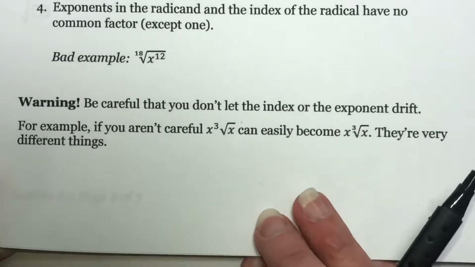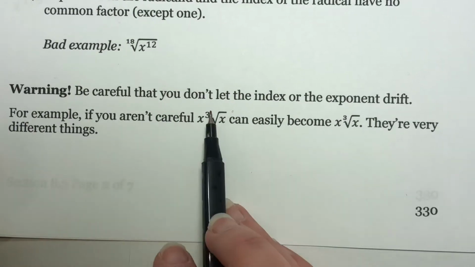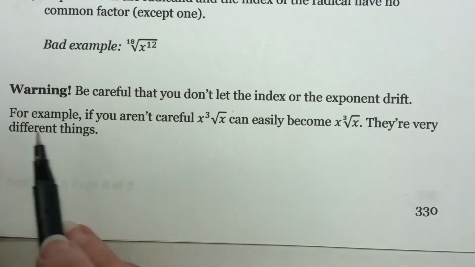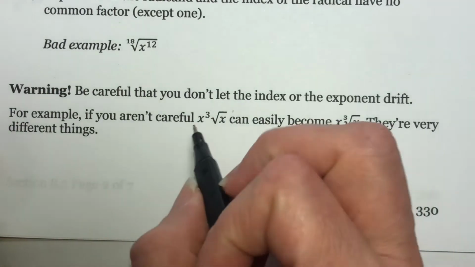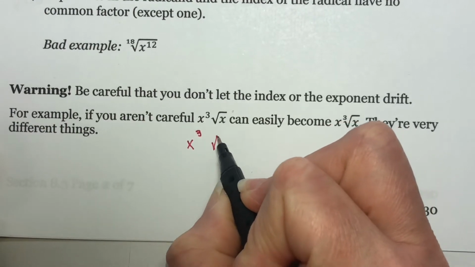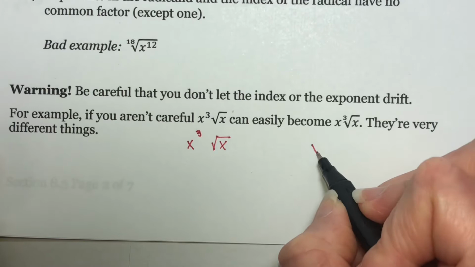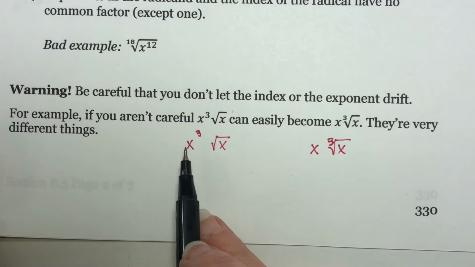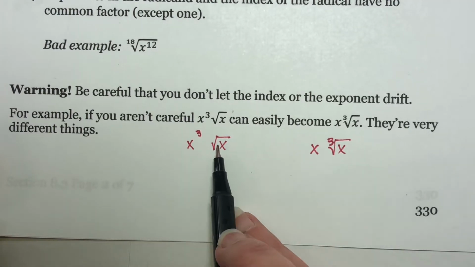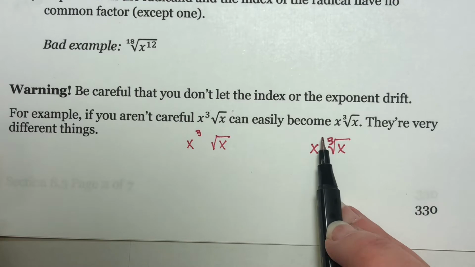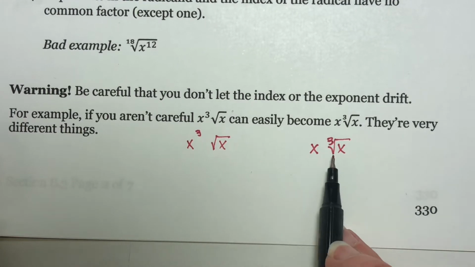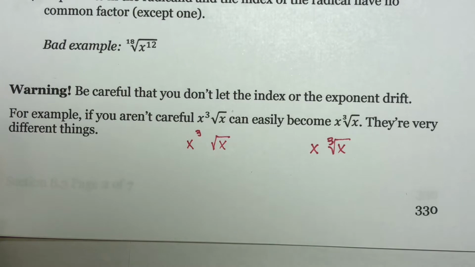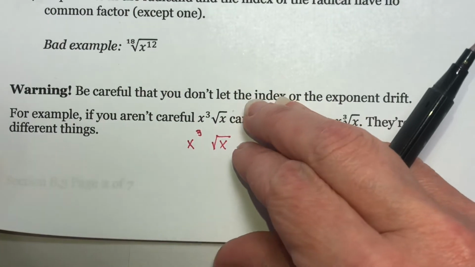Now there is a warning here. You want to be careful that you don't let the index or the exponent drift. For example, if you aren't careful, x cubed times the square root of x can easily become x times the cube root of x. You may want to exaggerate the space between your variable if it has an exponent and the radical, or similarly here, if you have an index other than 2 and you have a variable in front. Also, when you're entering your answers into MyMathLab, you need to be really careful that those things are separate or the program will count your answers wrong.